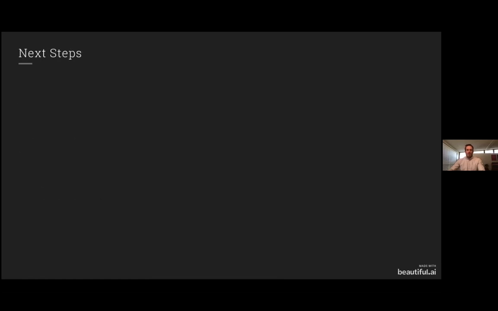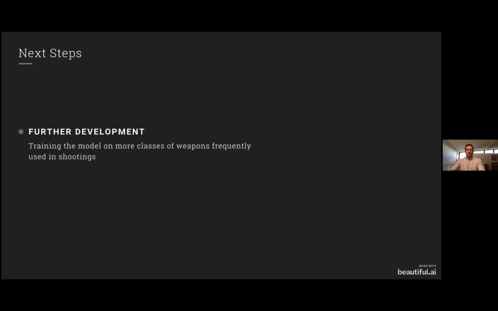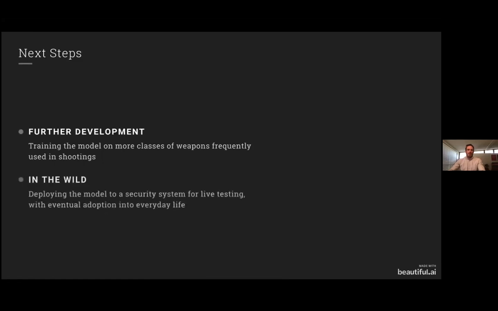And I would like to continue developing this model as well. Next steps include training the model on more classes of weapons frequently used in shootings, like rifle type weapons, as well as knives. And then eventually I would like to deploy this to a real security system for live testing with real weapons in a closed environment, and eventually roll it out to the public. I think the public could really benefit from this technology.